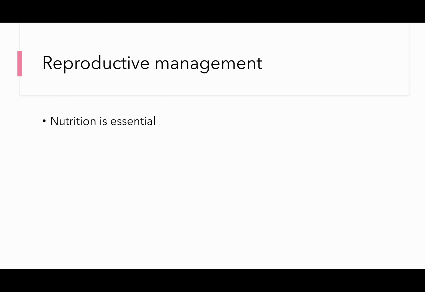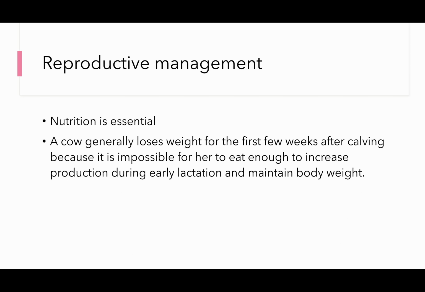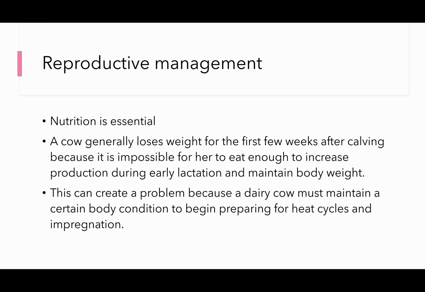So nutrition is essential in managing reproduction. As we saw previously, the cow will lose weight during the first weeks after calving because it's not able to eat enough to produce the milk during early lactation. And this can create problems because the dairy cow must obtain and maintain a certain body condition to prepare her to undergo estrous cycles, to show heat, and to become pregnant.